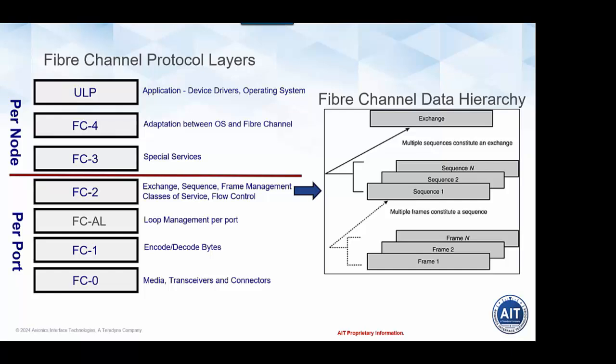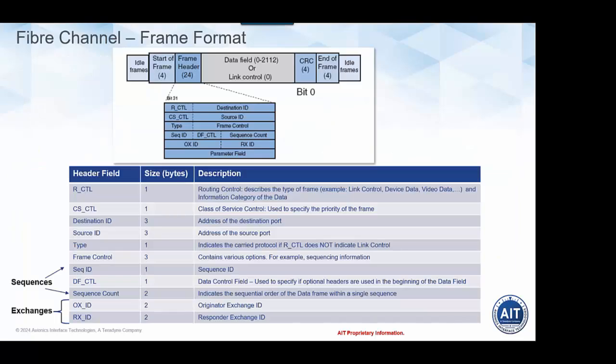Multiple frames can be combined together and contained within a concept called a sequence. And then at the next layer up, multiple sequences can be combined and contained within an exchange, or a protocol exchange. So an exchange can contain multiple sequences, and a sequence can contain one or more frames in Fibre Channel. We'll look at the frame format first.